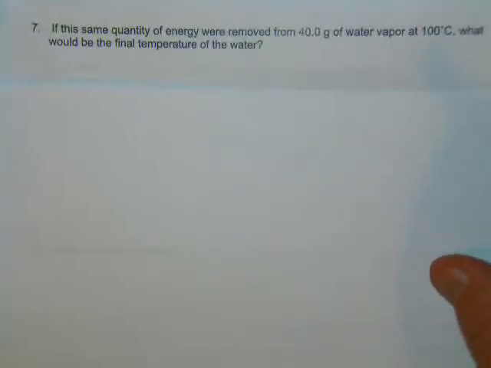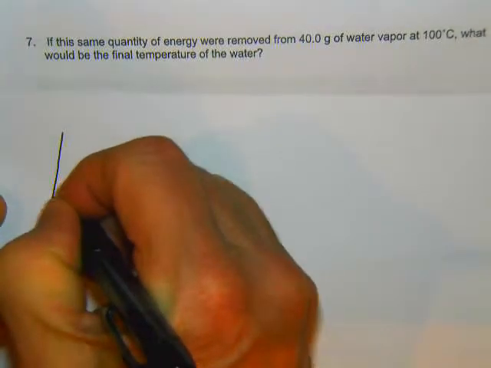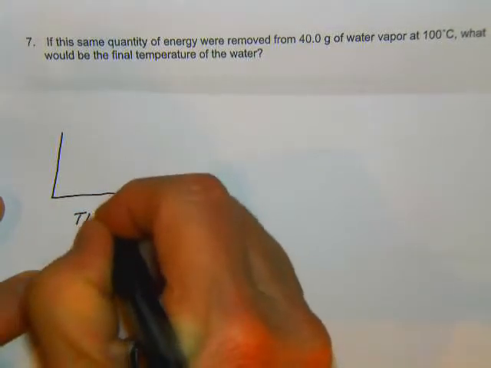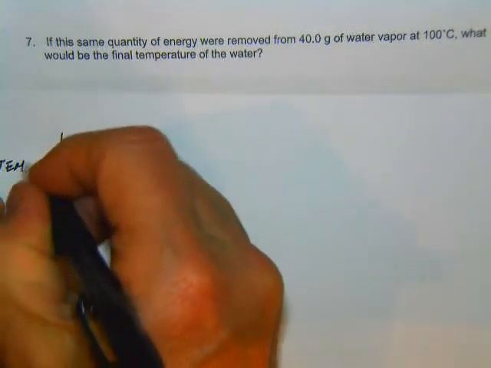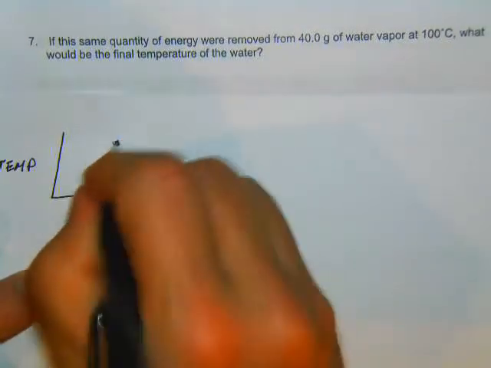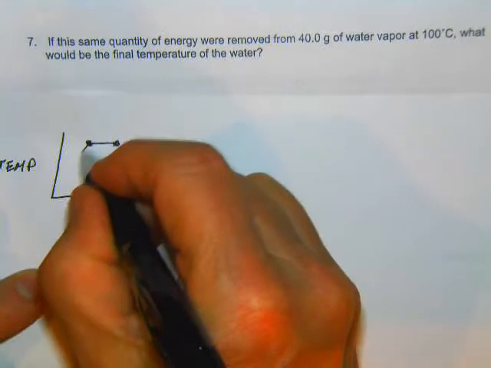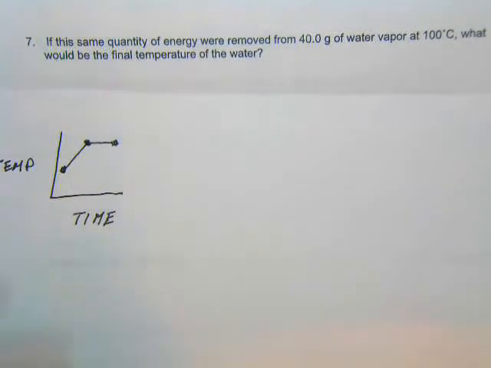And problem 7 states that the same quantity of energy were removed from 40 grams of water vapor at 100 degrees Celsius. What would the final temperature of the water be? Alright, let's draw our little graph again. So we got time, and we got temperature. So we got some stuff at 100 degrees C, so we want to remove energy from the water vapor. What will the final temperature of the water be? So we know that temperature is going to decrease.